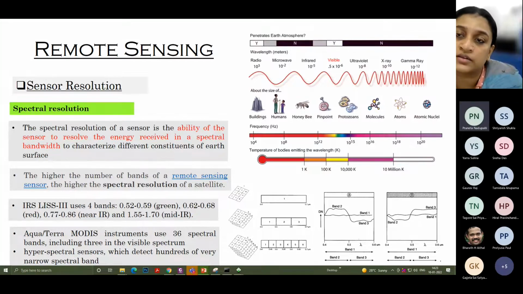Since different objects behave differently in different bandwidths, you can use those data for your distinct application. For example, IRS uses 4 bands: green, red, near infrared and mid infrared. However, MODIS has almost 36 spectral bands. And hyperspectral sensors have very narrow spectral bands, more than 100 of them. This is how it can cover different spectral bands. This is what spectral resolution speaks about.